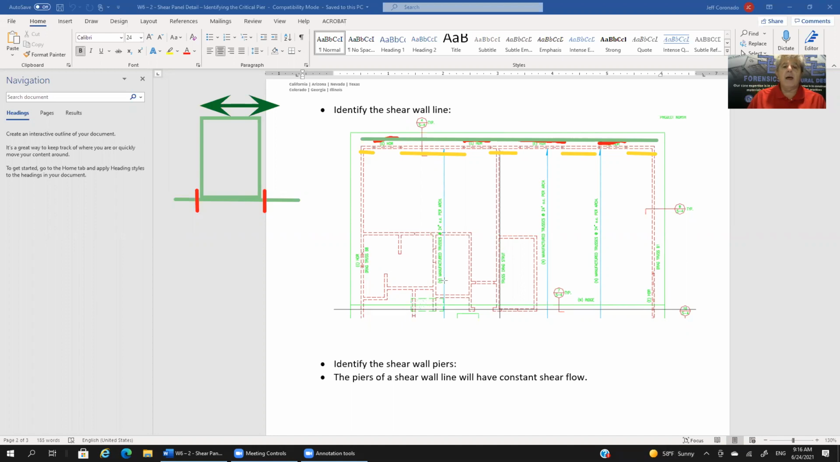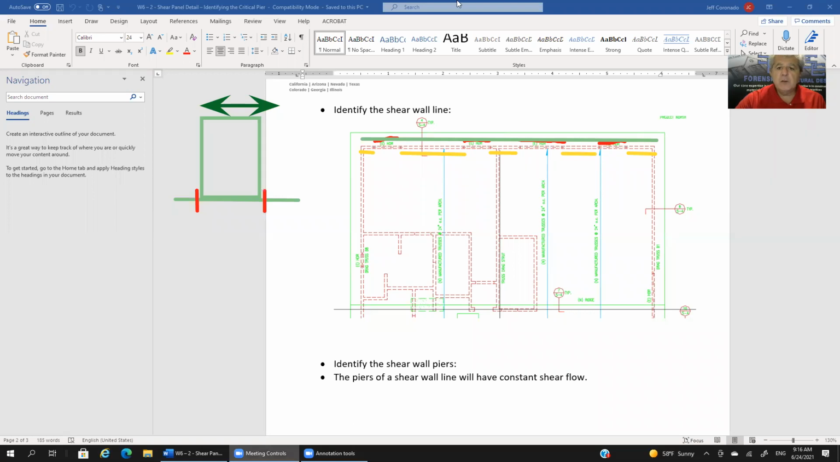But that's not reality, right? Maybe that's what we do in school, but in practice, we just don't have time for that. That's not reality. So what we need to do is look at it, and by observation, determine which one is going to be the critical pier.